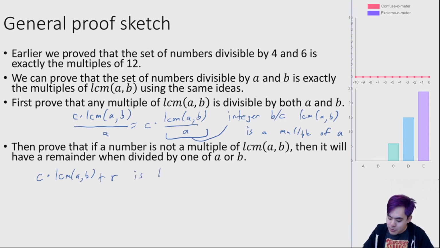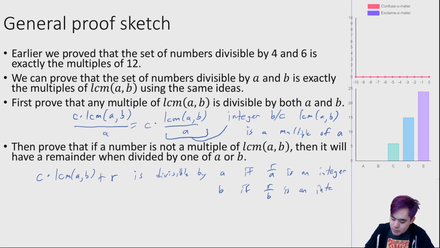So note that this is divisible by a if r over a is an integer, and divisible by b if r over b is an integer. But if r is a multiple of both a and b, it cannot be smaller than the least common multiple of a and b.